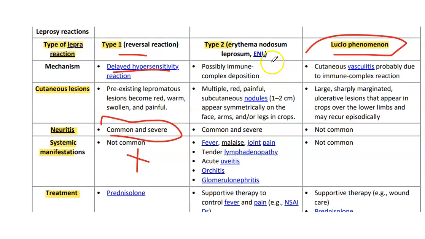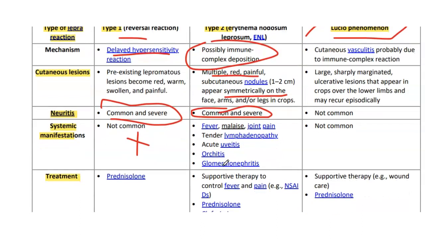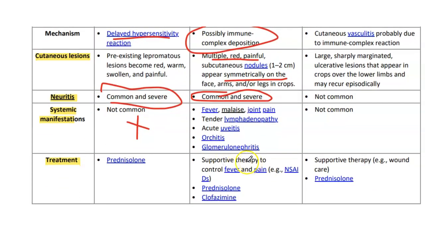Type 2 is erythema nodosum leprosum, with possible immune complex deposition. Type 1 is delayed hypersensitivity, while type 2 is immune complex deposition. There will be multiple red painful subcutaneous nodules appearing symmetrically on the face, arms and or legs. Neuritis is common and severe, and systemic manifestations are also there, like fever, malaise, joint pain, tender lymphadenopathy, acute uveitis, orchitis, glomerulonephritis. Treatment is supportive therapy to control fever and pain, like NSAIDs, prednisolone and clofazimine. While for type 1 you have prednisolone.